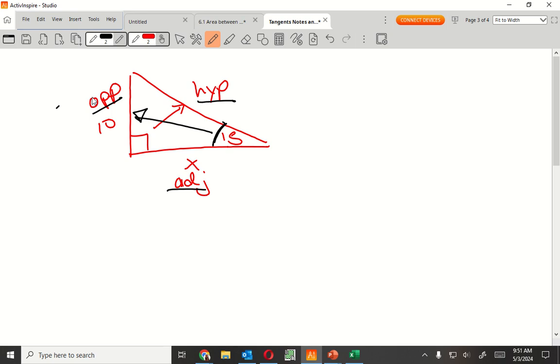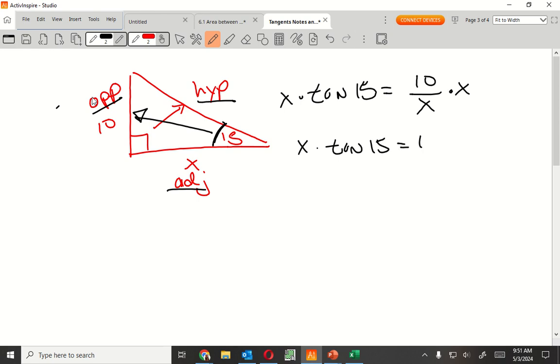A lot of people actually messed this one up at first, so hopefully you went through and checked it as it came around. So right here, we're going to do tangent 15 is opposite over adjacent. So that's 10 over x. Multiply both sides by x. So x times tangent 15 is equal to 10.